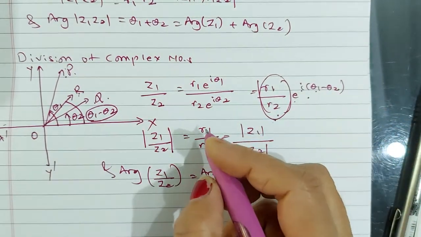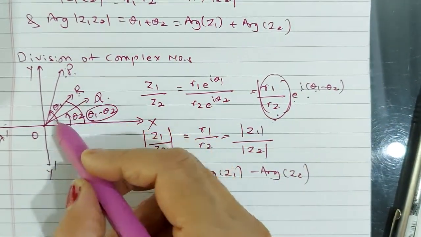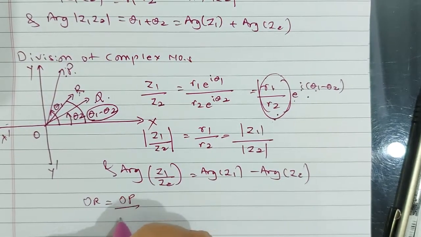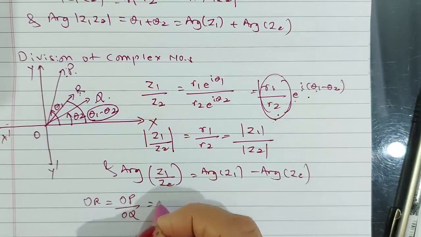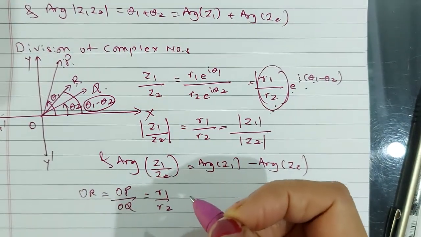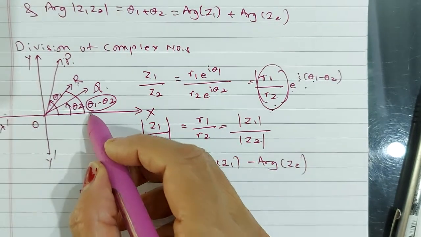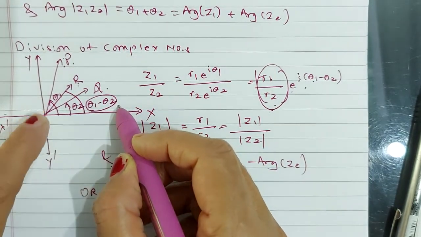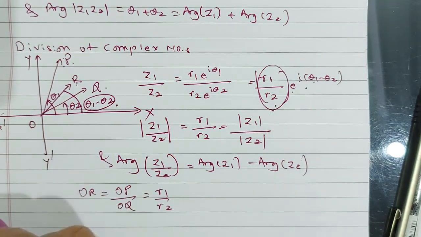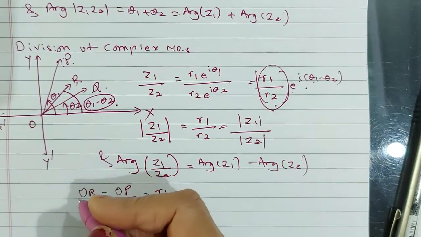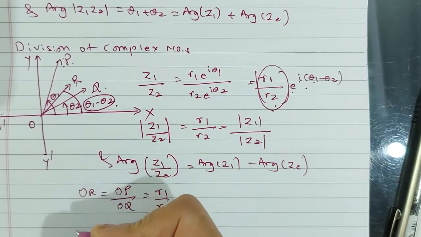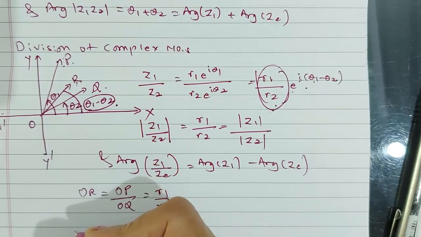Okay, so we can say in short, OR is equal to OP by OQ, which is equal to r1 by r2. And this is going to make an angle of theta 1 minus theta 2 with the real axis. Okay, this is what we have understood from the division of complex numbers. So this is the way we have finished with the addition, subtraction, multiplication and division of complex numbers.